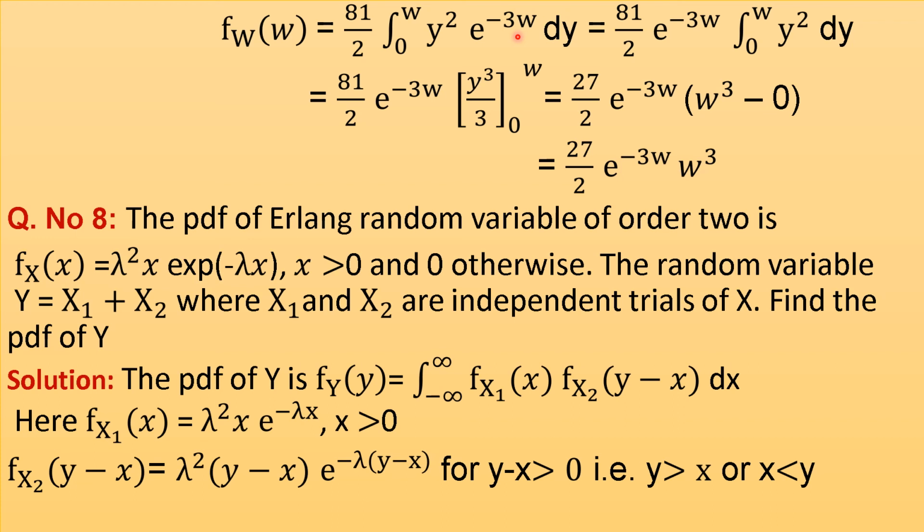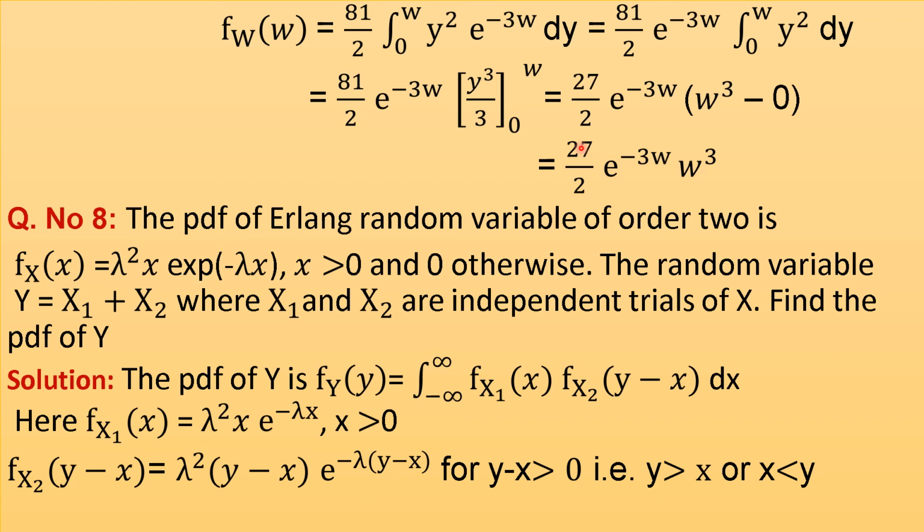So 27 by 2, because 81 divided by 3 means 27. 27 by 2 e power minus 3w into the difference of y cube at w and 0, which means w cube minus 0, or w cube. So the final answer will be 27 by 2 e power minus 3w into w cube.